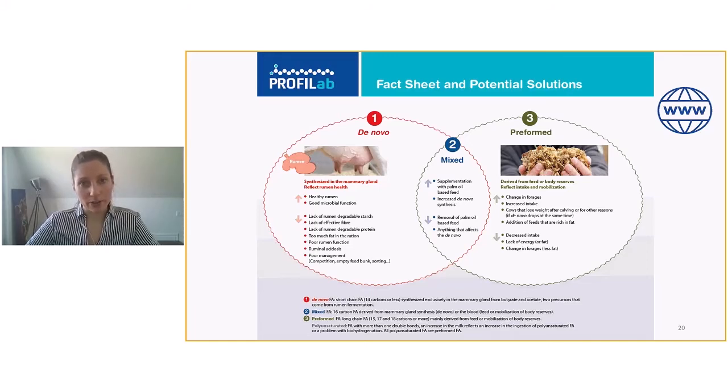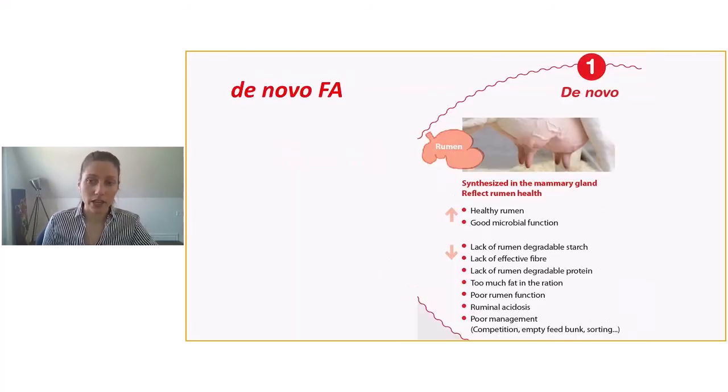These are the 3 categories of fatty acids that we work with, and these are a few elements to look for depending on what your profile looks like. So looking into de novo fats, they are synthesized in the mammary gland and they do reflect rumen health. If they are above average, it means that the rumen is healthy and that there's good microbial function going on. However, if the de novos are below average, there are a few things that we can be looking for: degradable starch or degradable protein.